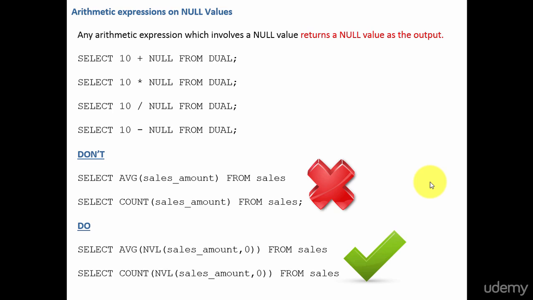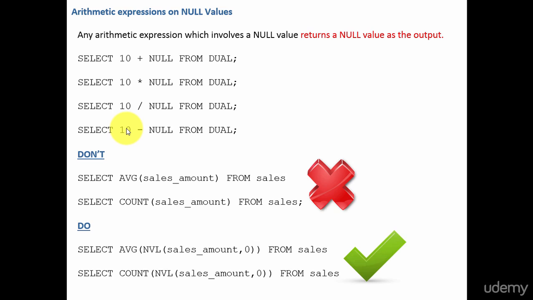Why? Because any arithmetic expression which involves a null value returns a null value as the output. Whether you add null to a value, multiply null by a value, divide null by a value, or subtract null from a value, the output is null. You have to remember this point very carefully. Whether you are writing your Oracle certification exam or you are working in an office, be careful with null.